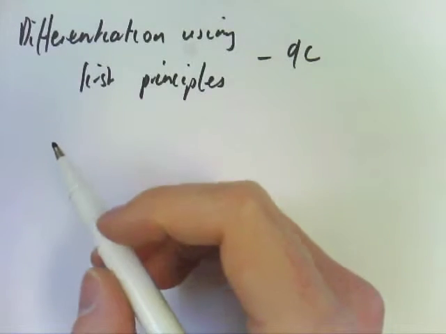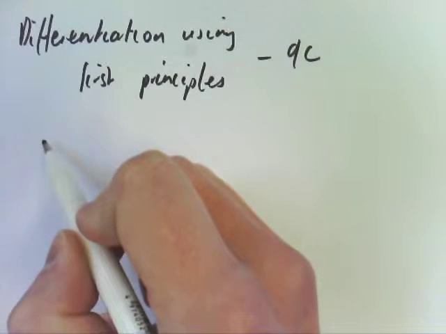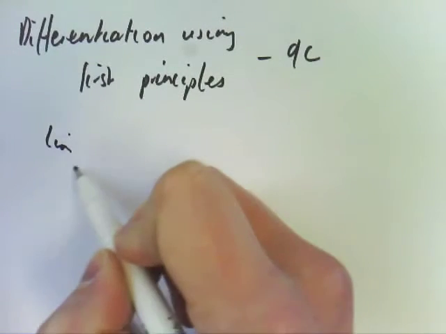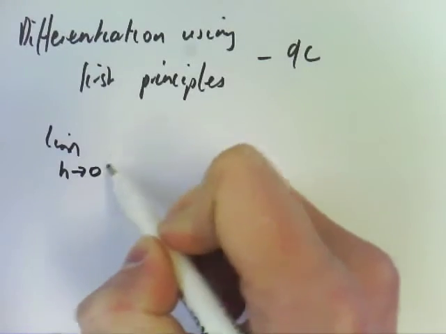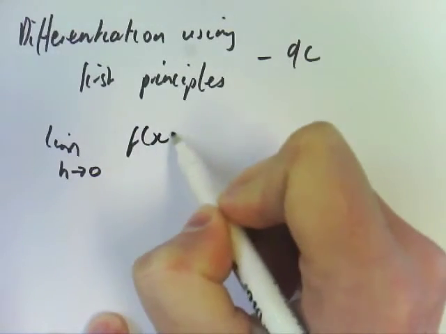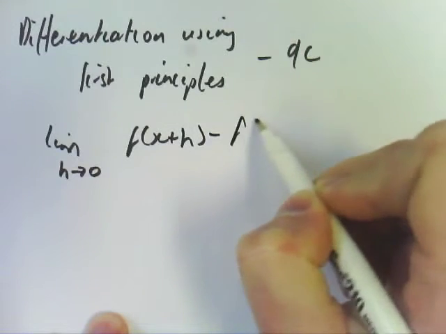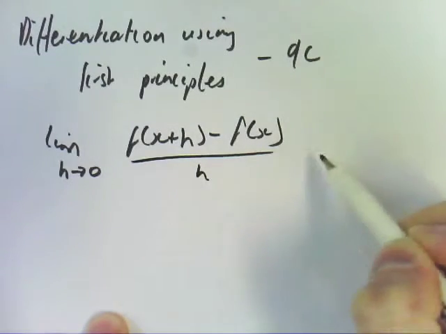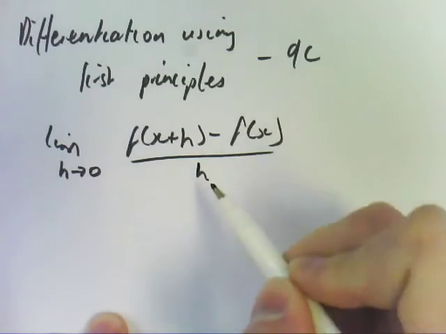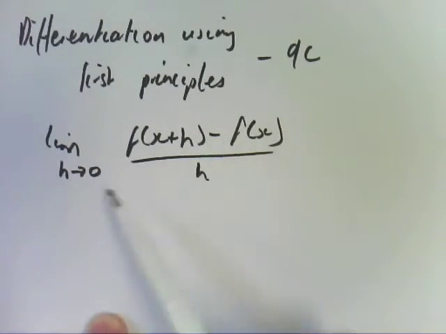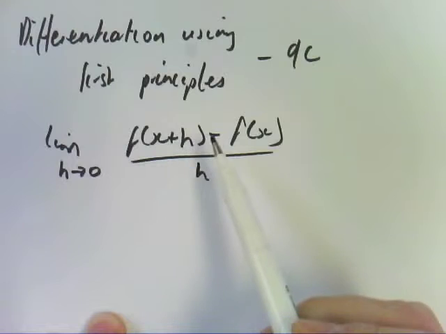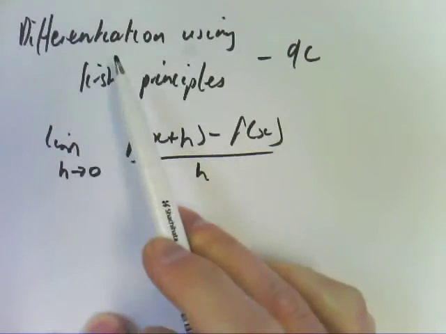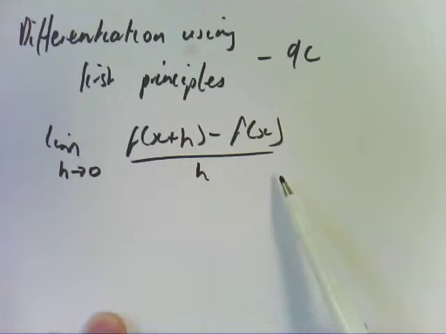So there are a couple of things you need to know. Okay, let's start with limit as h approaches 0 of f(x plus h) minus f(x) over h. Okay, this formula is differentiation using first principles. So if you're asked to differentiate using first principles, you write this formula down. Okay, so differentiation is all about making h equal 0.